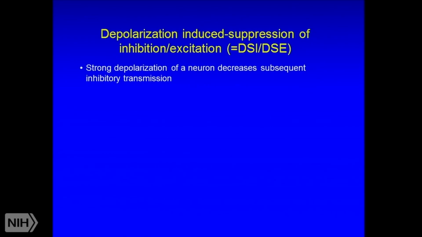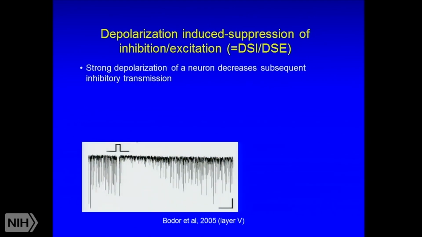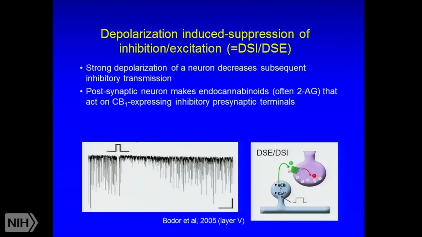So the first is DSI, or DSE, depolarization-induced suppression of inhibition or excitation. Here, strong depolarization of a neuron inhibits subsequent inhibitory input onto that neuron. So this is recording from a layer 5 neuron of cortex, and just spontaneous inhibitory transmission onto that neuron. You depolarize the neuron, and that shuts off transmission onto that neuron for a few tens of seconds. And the schematic of what's going on is like this. Depolarization of the postsynaptic neuron increases intracellular calcium, leading to the synthesis of endocannabinoids, 2-AG primarily, which diffuse retrogradely and activate cannabinoid receptors to inhibit the probability of release.